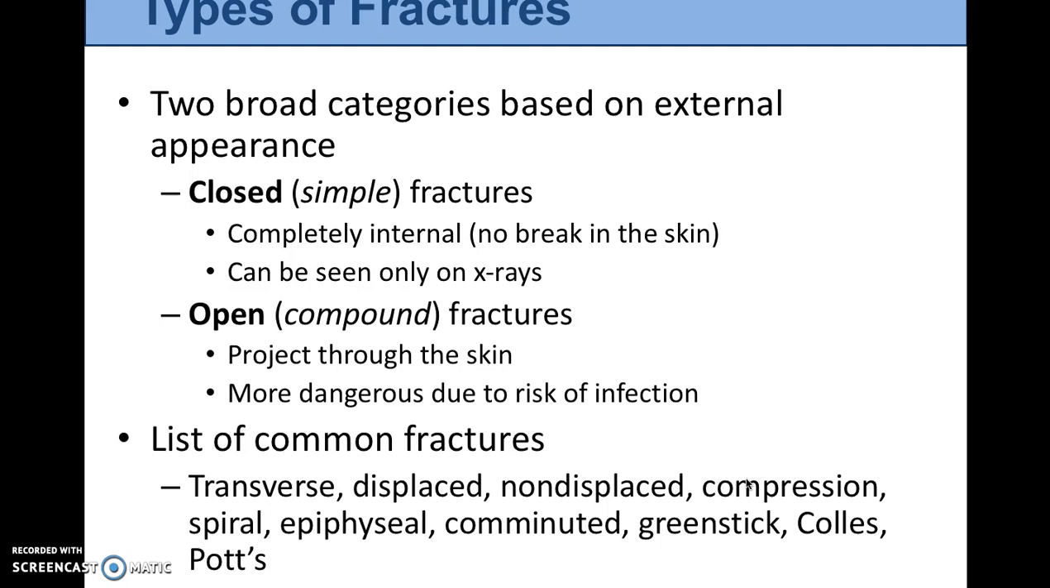Comminuted basically means it's crushed into little pieces, so you end up with little fragments inside. Greenstick is very common in children. Think of a twig: if you try to snap it, it won't snap directly through, it almost peels because the wood is still green. That's where the term greenstick comes from. Then your Colles fracture is one we typically see when you try to brace yourself from a fall. It's common in the wrist. When you hear somebody say they broke their wrist, that's usually what we're talking about.